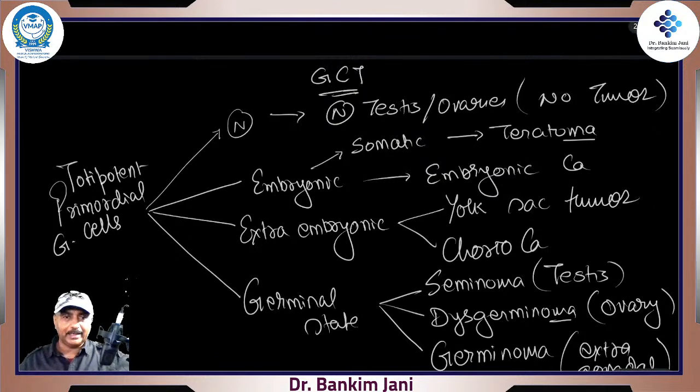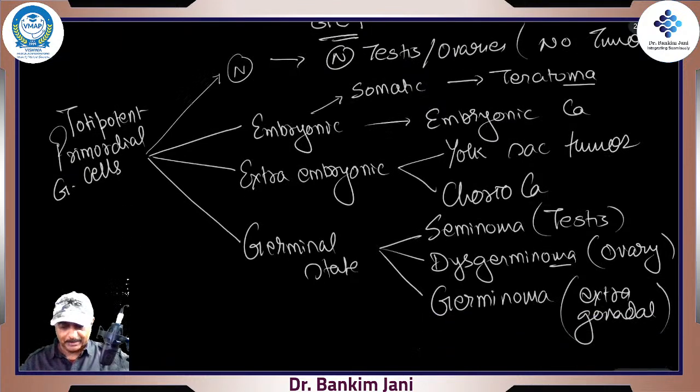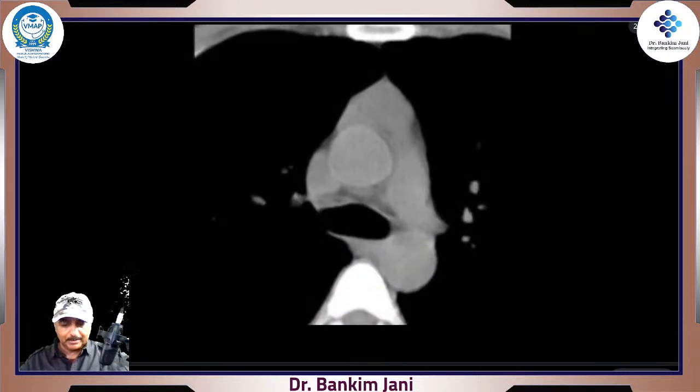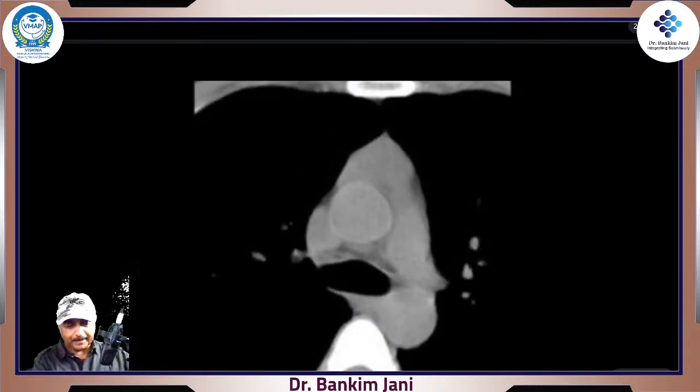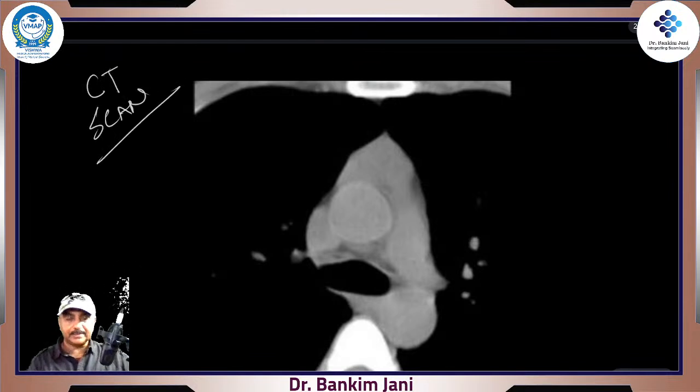Let's come back to our anterior mediastinal tumors. Now see, this is a CT scan. Now, why is the CT scan looking like this? Well, in CT scan, you can manipulate the image. You can change the contrast, you can change the brightness so that that specific area of interest can be enhanced and seen properly.